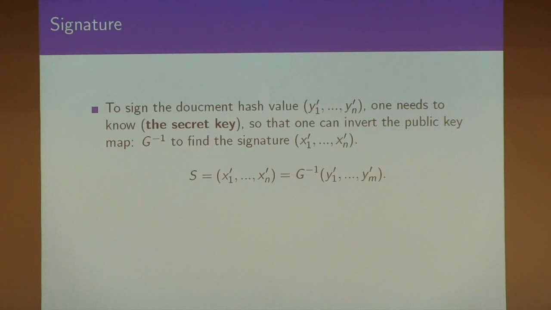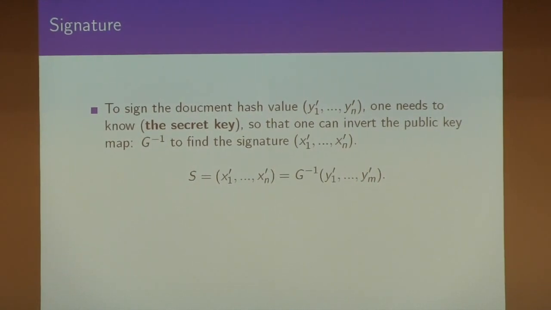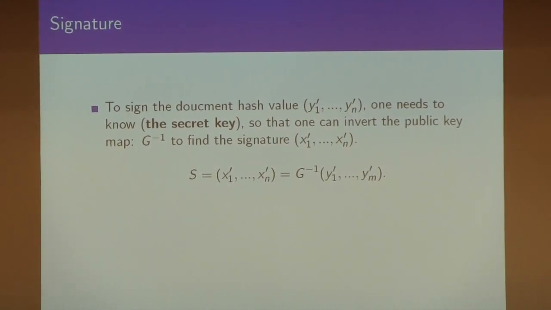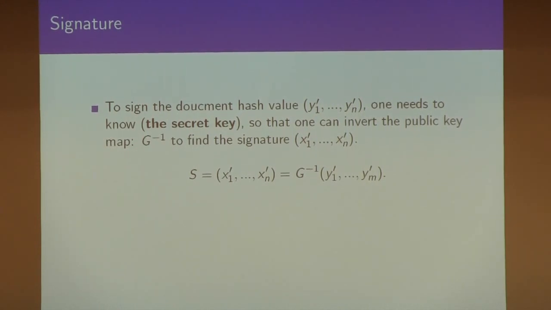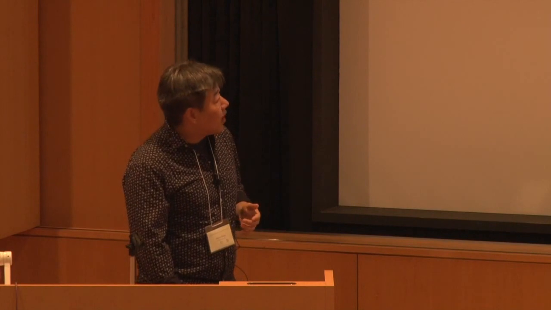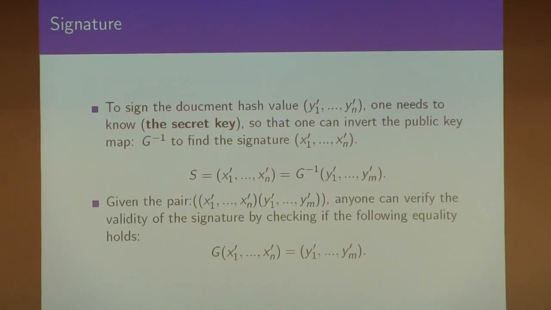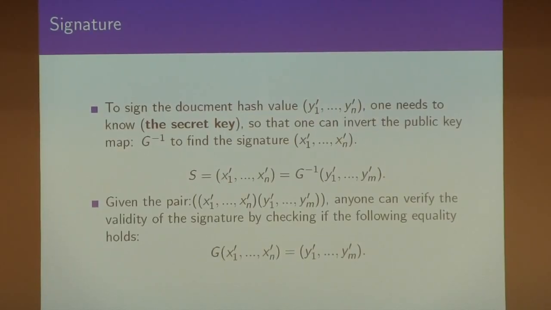So let's look at the signature scheme. The signature scheme is essentially the same, but the roles change slightly. So suppose you have a document, and its hash value is given as y1 prime to ym prime. Sorry, there's a typo here; it should be y1 prime to ym prime. So if you want to sign the document, what you have to do is find the inverse of the map, which means you apply G inverse to y1 prime to ym prime, and you get x1 prime to xm prime. So that's it. Therefore, your signature is given by x1 prime to xm prime, and your hash value is y1 prime to ym prime.